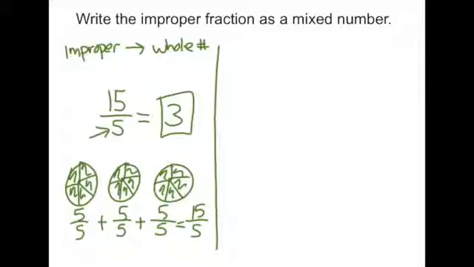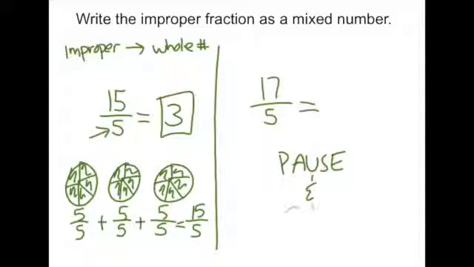Now, taking that into consideration, I now want you to try converting 17 fifths, which is an improper fraction, into a mixed number. So I want you to pause the video and in your notebooks, give it a try. Pause and solve. When you are done solving, as always, press play and we'll go over the process.